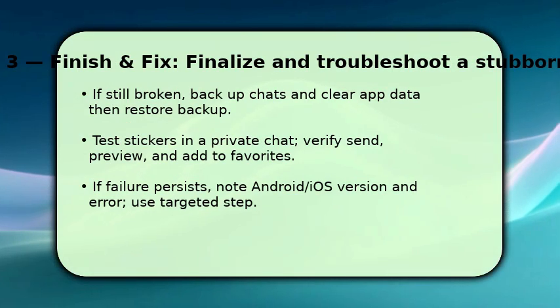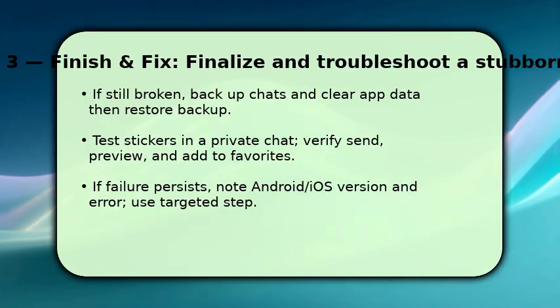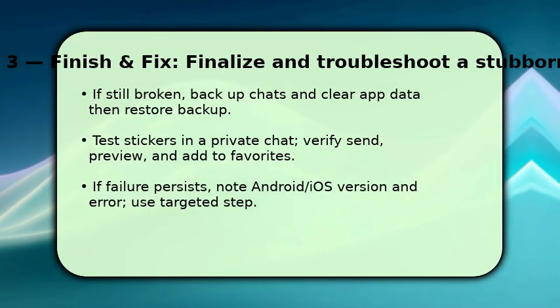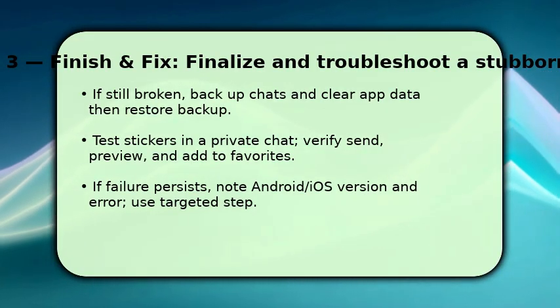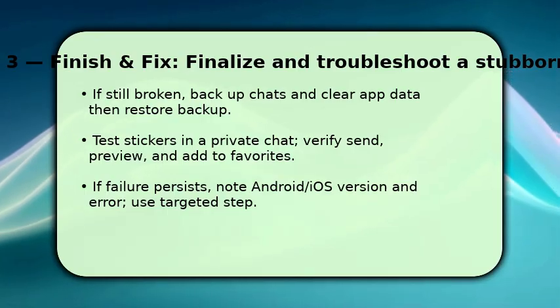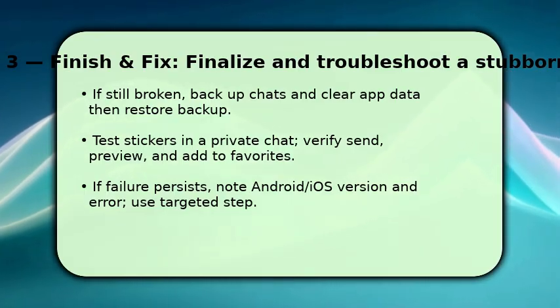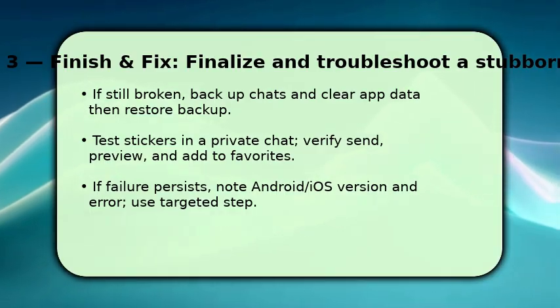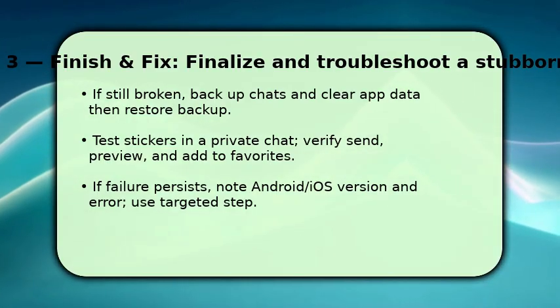Finish by testing stickers in a private chat. Send, preview, and add to favorites to confirm full functionality. If problems remain, backup chats to Google Drive or iCloud, then clear app data and restore the backup to rebuild WhatsApp state cleanly. Make sure to check Android or iOS version compatibility. Older OS builds can block newer sticker features.